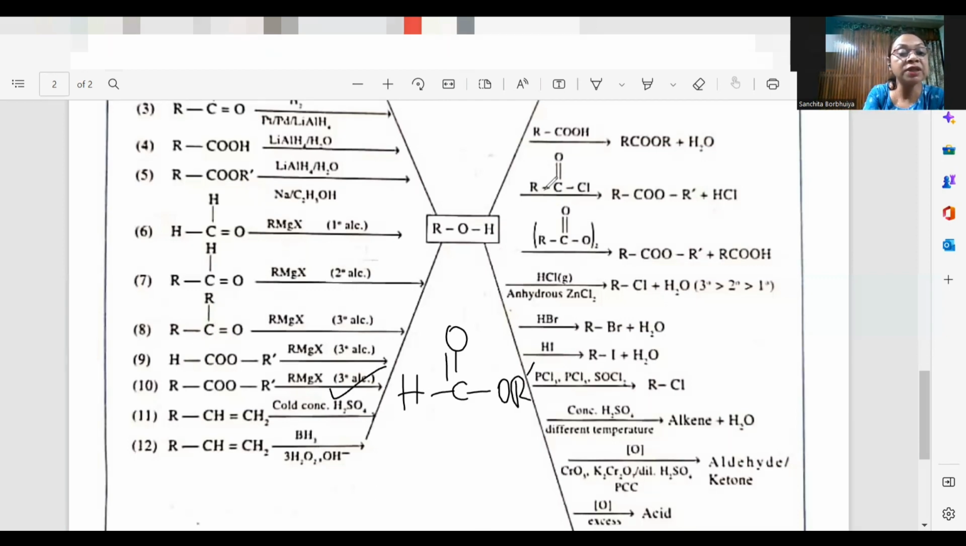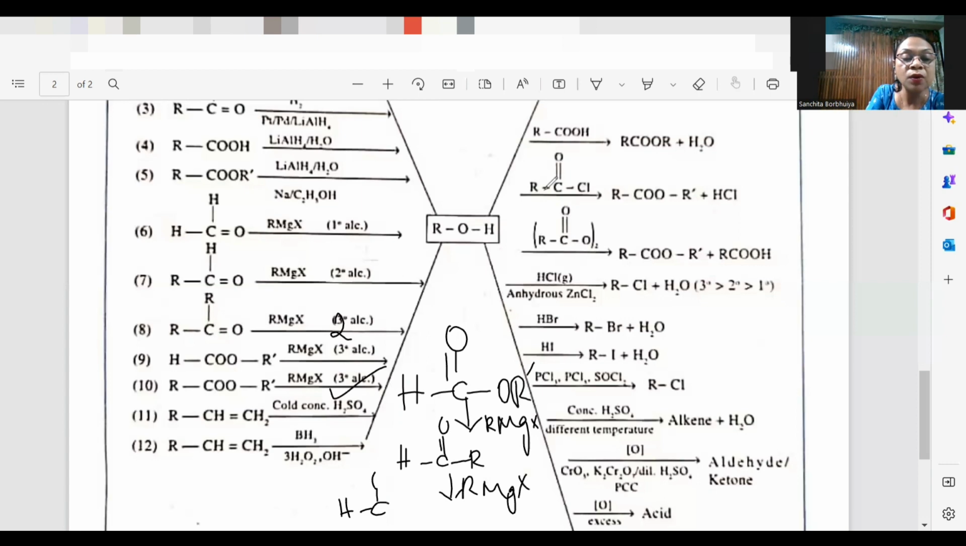But in case you take the ester from formic acid, alkyl formate, then you do not get a 3 degree alcohol, you get a 2 degree alcohol. I hope it is clear. So I will do both the steps together. You have H, C, double bond, and the R coming from RMgX. And again, you take RMgX. So you will get HC, O, H, R and the second R. So this is how you get the secondary alcohol.